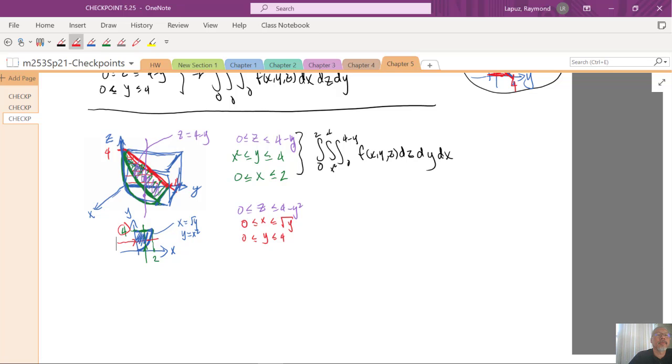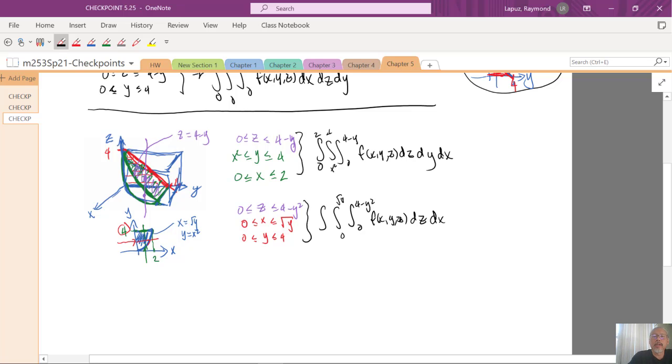Okay, so that makes our another set of integrals. Again, the inner integral is going to be the same, going from 0 to 4 minus y squared. You have your integrand, and you're integrating with respect to z first. And then with respect to x, you're going to go from 0 to square root of y. And then with respect to y, you're going to go from 0 to 4, constants.